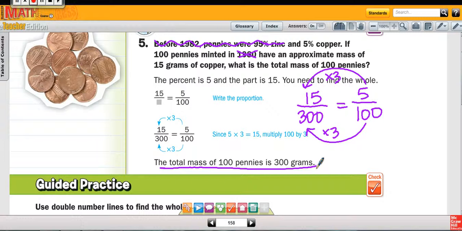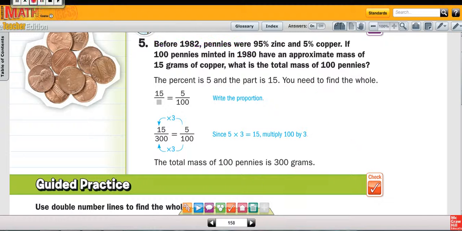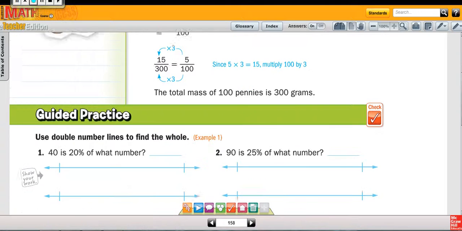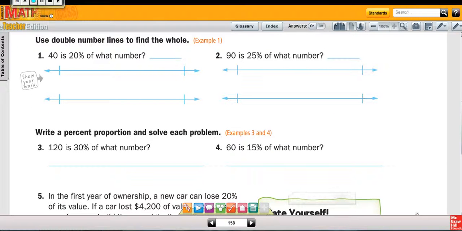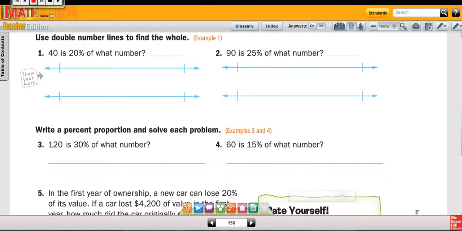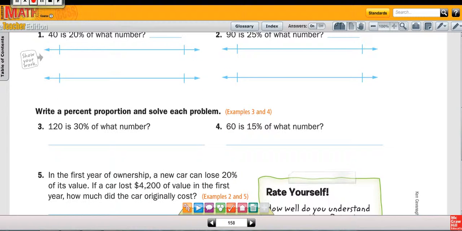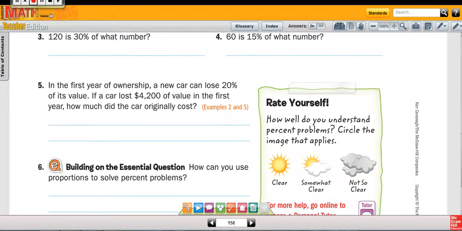Remember that it won't always be that this is the part. Sometimes it will be the whole. Those are the ones we're going to work on a little bit more tomorrow. For tomorrow, you'll notice in the guided practice that there are double number lines and the directions say to use the double number lines for 1 and 2. You do not have to use the double number lines. I want you to do guided practice for tomorrow, which is on page 158, 1 through 6. Okay, 1 through 6 is homework for tomorrow. You may get started.